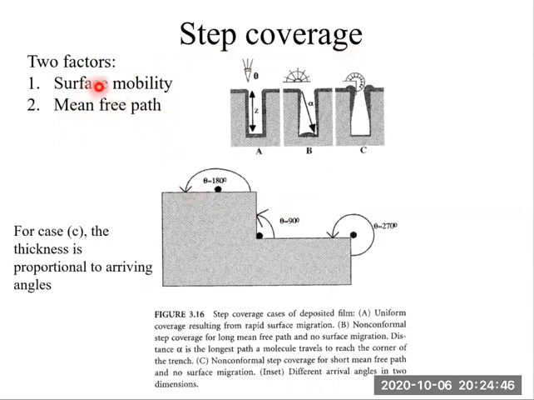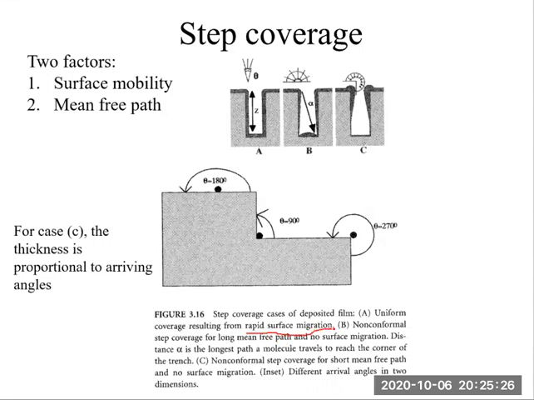Surface mobility simply refers to the capability of the molecules to move on the surface freely or rapidly. Okay, so whether the molecule can move on the surface rapidly, that's the surface mobility. Figure A shows a uniform step coverage resulting from rapid surface migration. Very high surface mobility. That's case A.